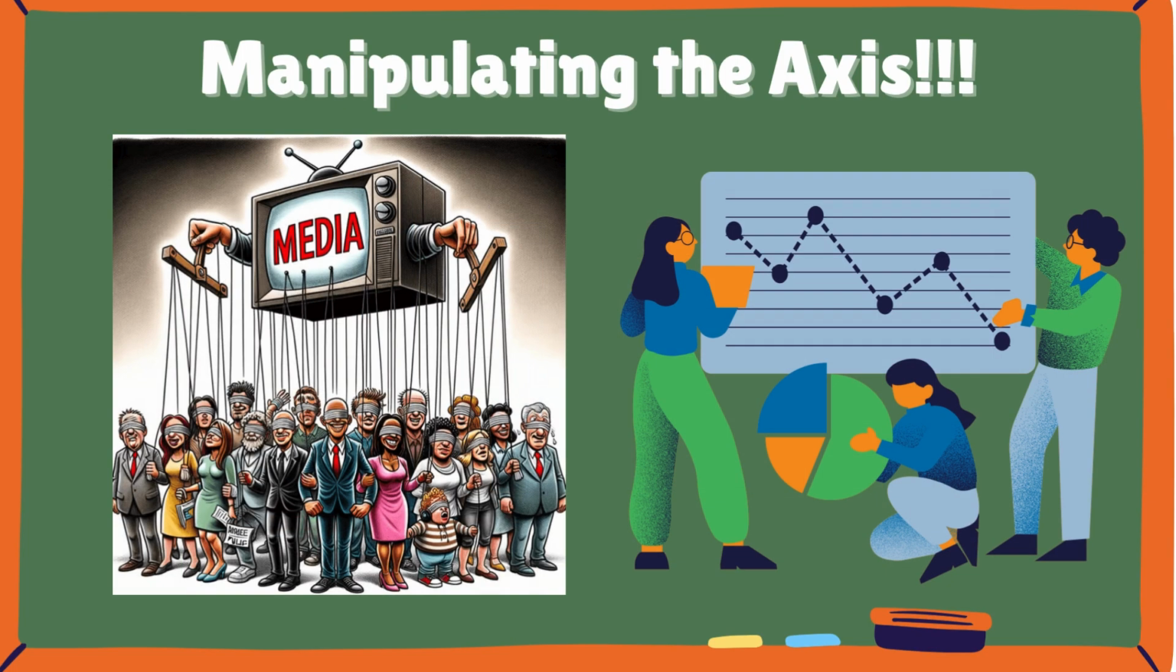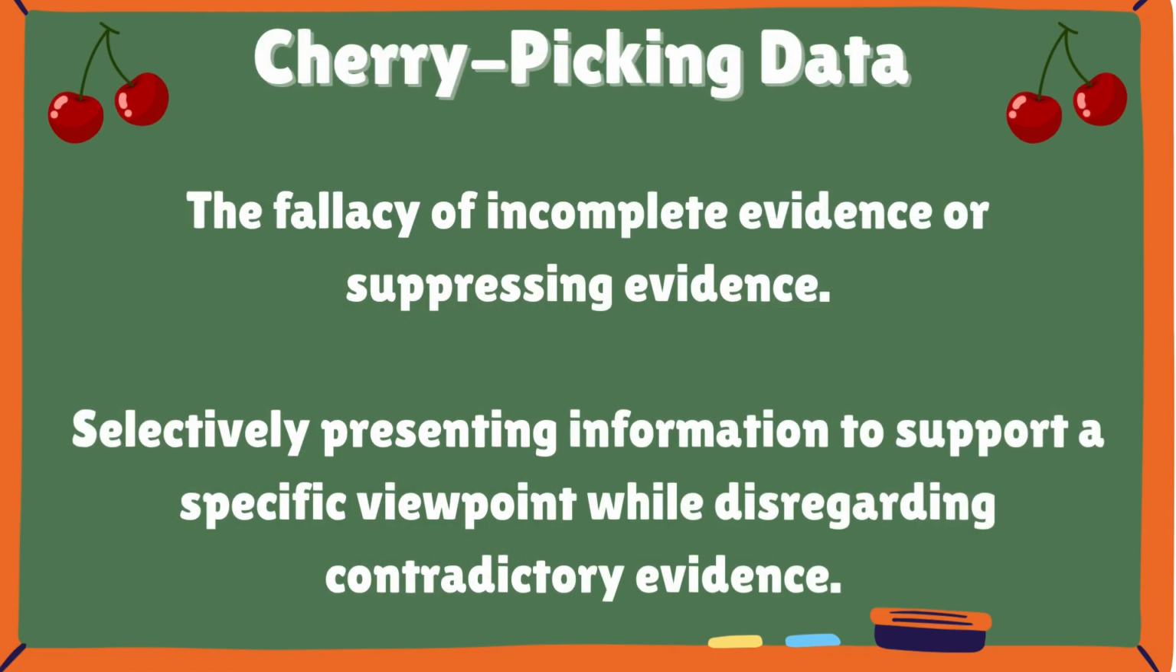The media manipulates how trends or events appear to viewers. This can influence public perception by exaggerating or minimizing the importance of changes over time. Lesson here is: always check where the axes start and end. Context matters. The next misleading tactic is cherry-picking data.